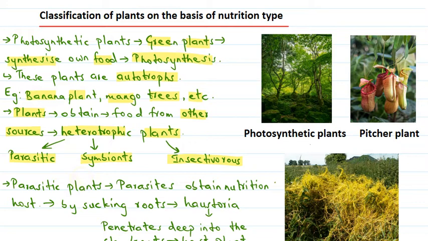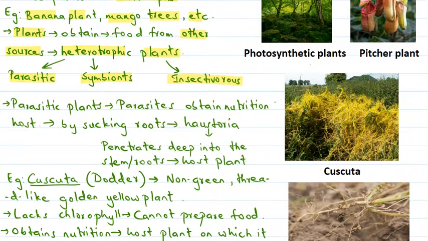So next, coming to parasitic plants, we know that parasites are the organisms that obtain their nutrition from hosts. So parasitic plants also obtain their nutrition from their host plants by the help of sucking roots called haustoria. So these haustoria are structures that can penetrate deep into the stem or roots of the host plant.